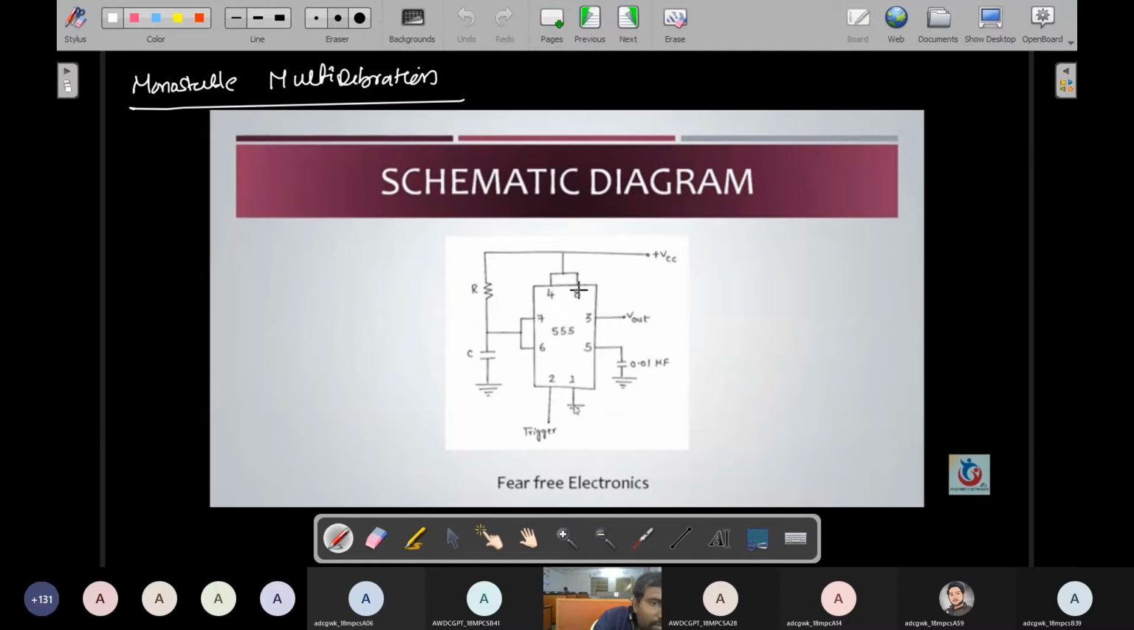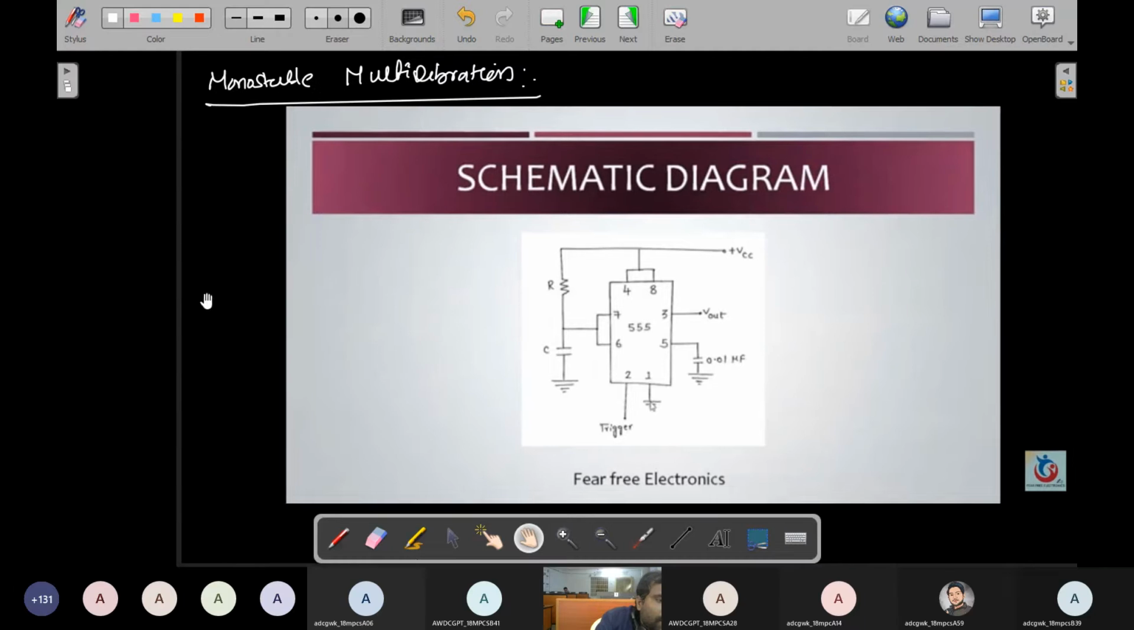So the fourth and eighth pins are connected together, and this combination is connected to plus VCC. The fifth pin is the voltage control, and this is connected through a 0.01 microfarad capacitor. So this is about the schematic diagram. Understand? So what are the points? I'll write the points here.